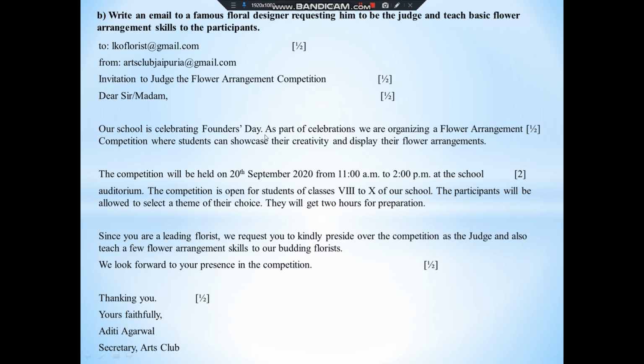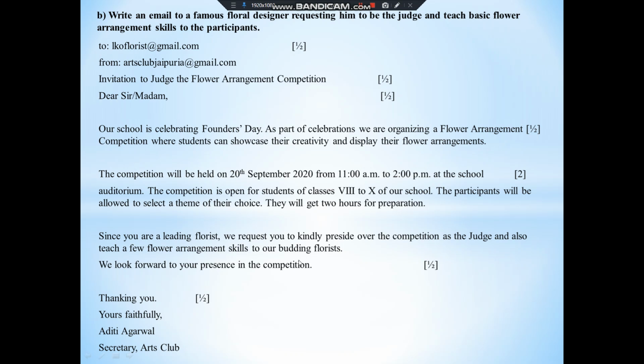Our school is celebrating Founders Day. As part of celebrations, we are organizing a flower arrangement competition. Now, the other details that we write comprise the body of the email, in which we give the date, we mention the date, time, and any other detail of the competition that we want to share. Then there's half a mark for the closing sentence right here. We look forward to your presence in the competition.